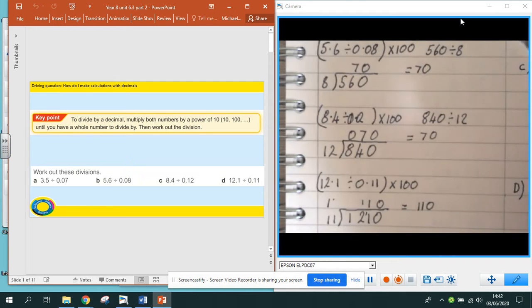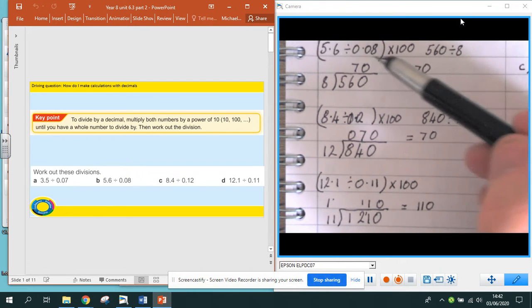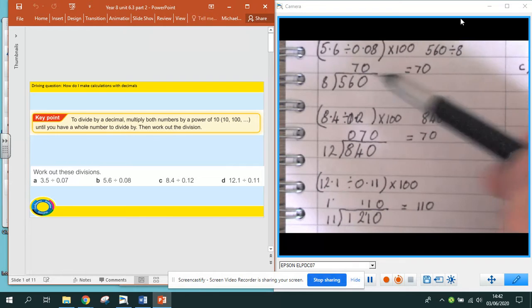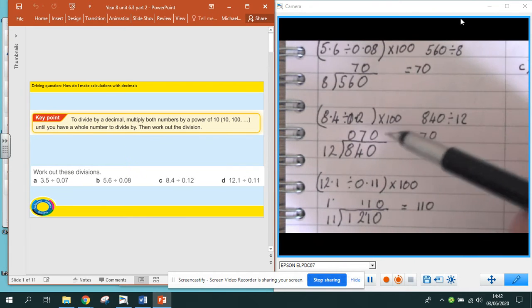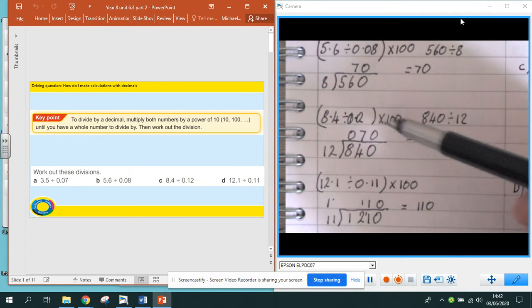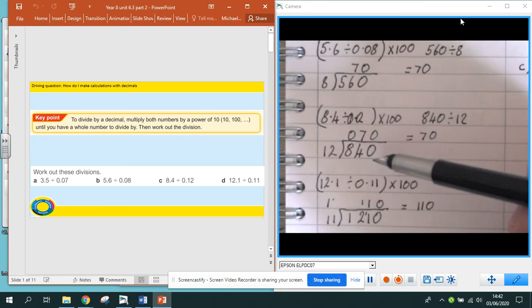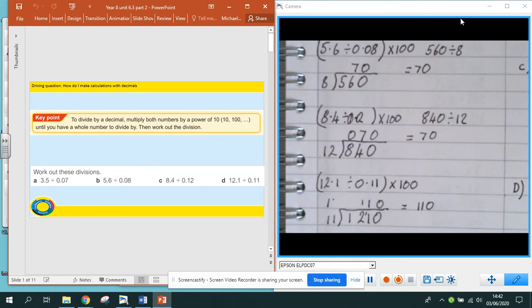I'm probably not going to be writing this down each time from now on. I'll just be doing it and explaining it. But you must remember that this is what we're doing. We're multiplying these by a power of 10 and multiplying both the numbers by the same power of 10. Once we're underway, it's nice and simple.